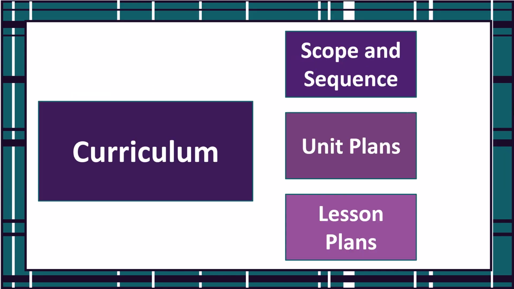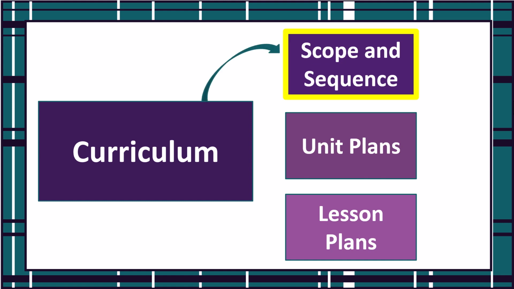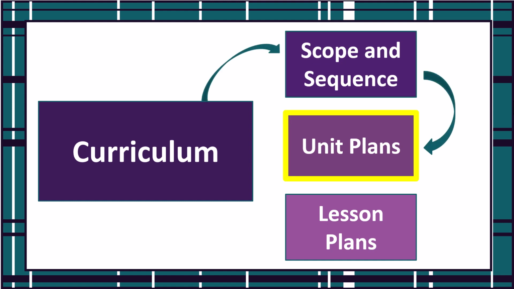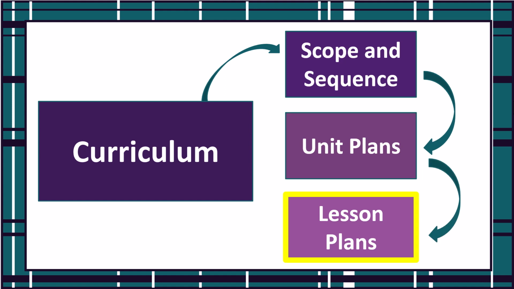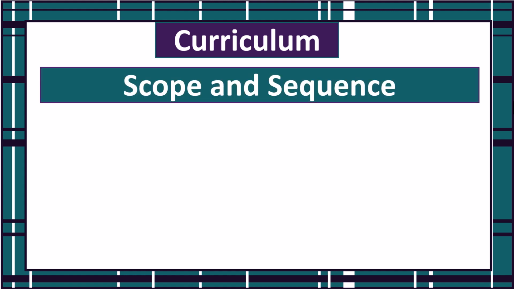A comprehensive curriculum includes 3 essential components: scope and sequence, unit plans, and lesson plans. How do all of these fit together, you might ask? Well, let's take a look here. First, you have the scope and sequence. The scope and sequence is a thorough outline for each level across a learning cycle. That can be a semester, trimester, year, however your program divides up their learning cycles.